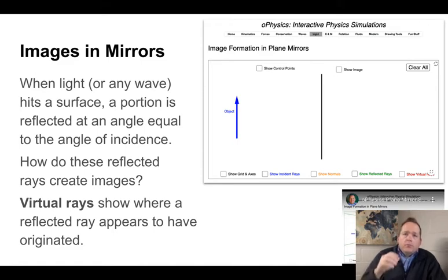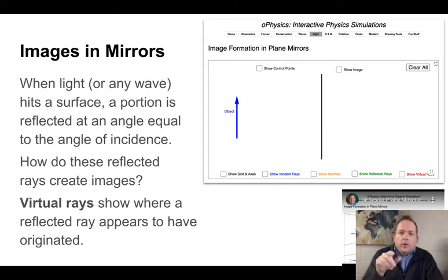You can click, and if you click through in the order of the bottom check marks, you build the complexity of the simulation. So you can show, for example, rays that come off of that object, and the simulation uses a blue arrow as the object, that come off of there and then hit the mirror. What do they look like when they're reflected?